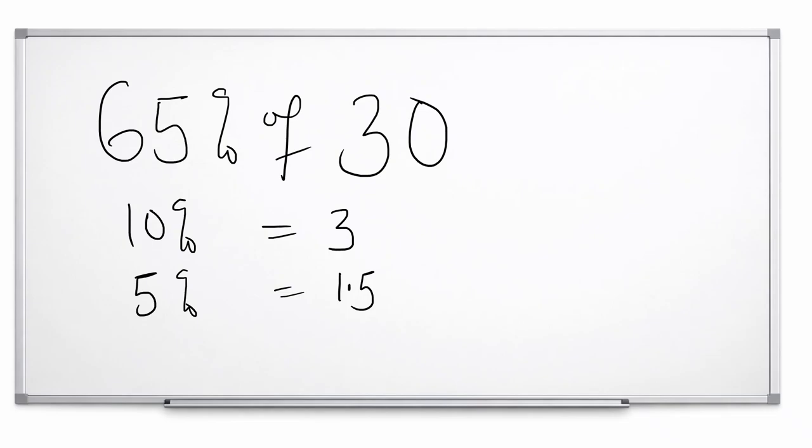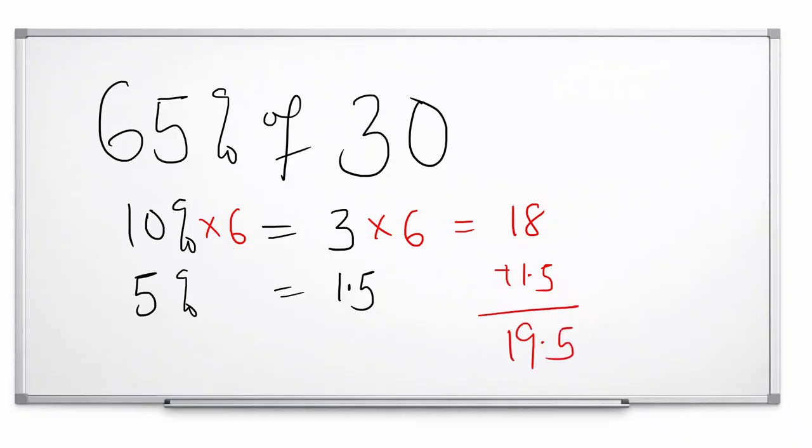Now here, we have 60, which is 10 times 6. So we have 3 times 6, which is the same thing as 18. Just add it to 1.5. So here we have 19.5. Now, this same technique is going to be used for another example, and I want you to do this first. Pause this video and try this.